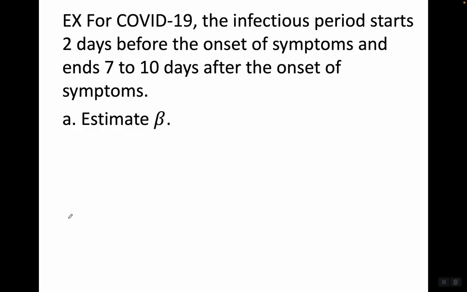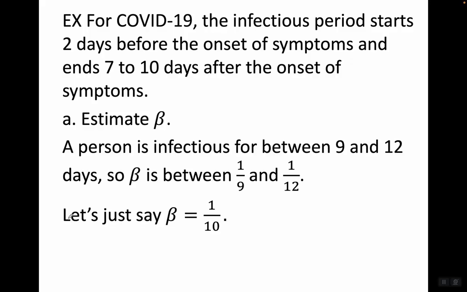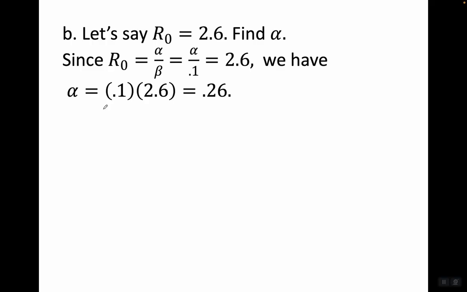Okay, for example, for COVID-19, the infectious period starts 2 days before the onset of symptoms and ends 7 to 10 days after the onset of symptoms. Estimate beta. So a person would be infectious for between 9 and 12 days: 2 days before the onset, 7 to 10 days after the onset. So beta is going to be between 1/9 and 1/12. We're just going to say beta equals 1/10.